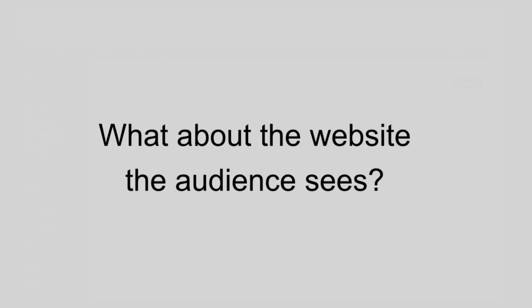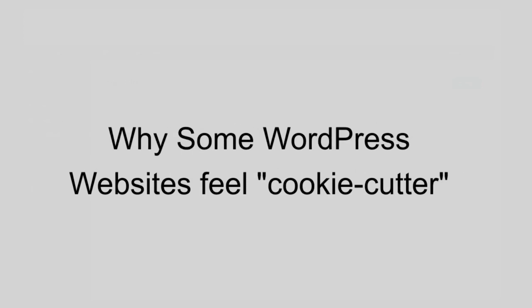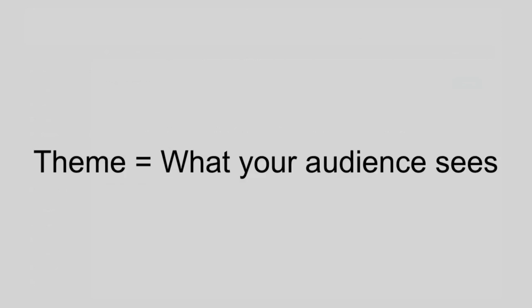Now, the reason I didn't show you what the website looks like is because I don't want you to have any preconceived notions of what a, quote, WordPress website looks like. There's a lot of people that think that all WordPress websites look the same or that they have some cookie cutter formula, but I'm here to tell you that they don't need to be that way and that largely they're not that way. WordPress does not place any restrictions on how your website should look. The only reason some WordPress websites feel cookie cutter or maybe they look the same is because a certain theme has become very popular. A theme is what controls the public-facing portion of your website.